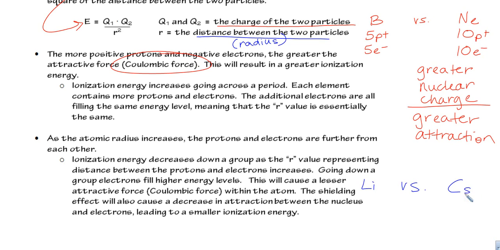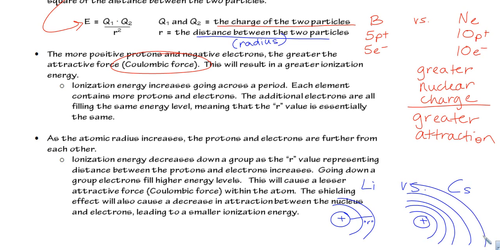Lithium versus cesium. And we'll just do kind of like a cross section. This is exactly what atoms look like, right? Positive nucleus. Lithium has electrons distributed amongst two energy levels. So this is kind of like my R value. Cesium, here's my positive nucleus. Electrons are distributed among 6 energy levels. So now this is kind of like my R value. So my R value is larger. There's a larger radius in cesium.